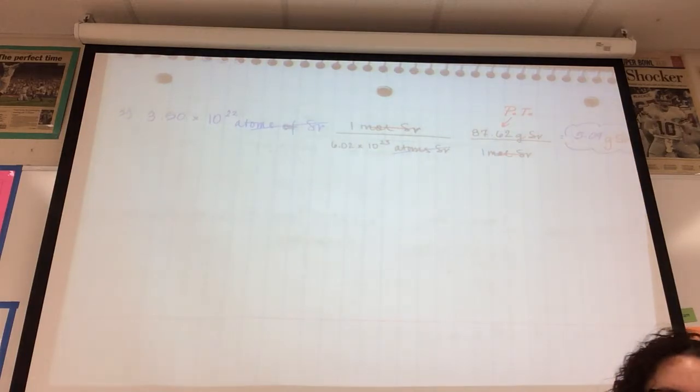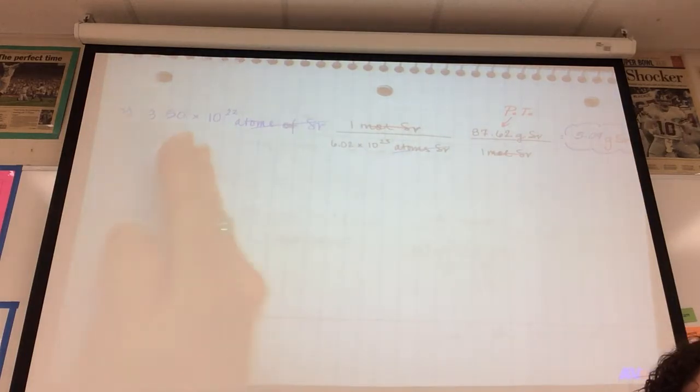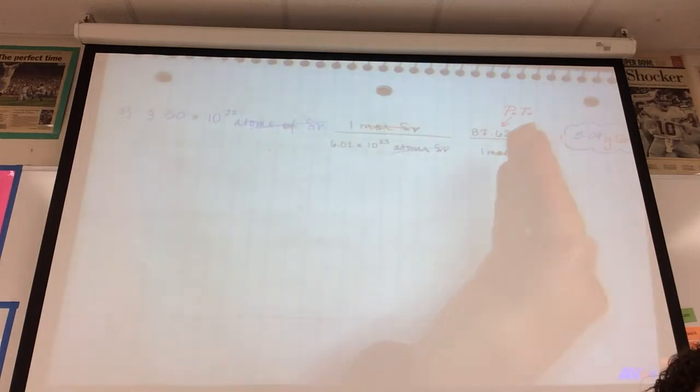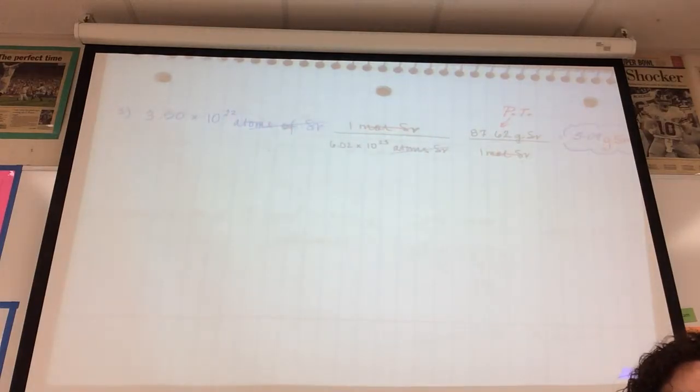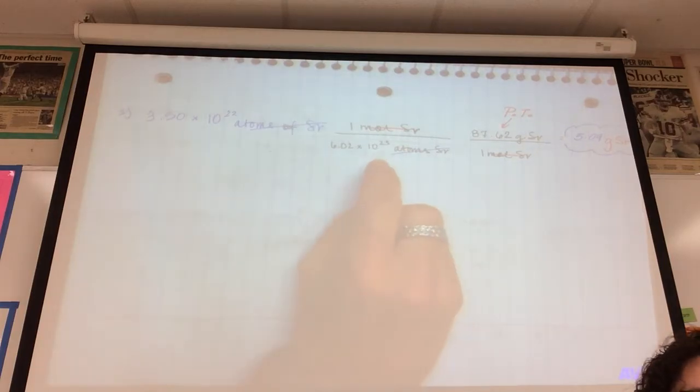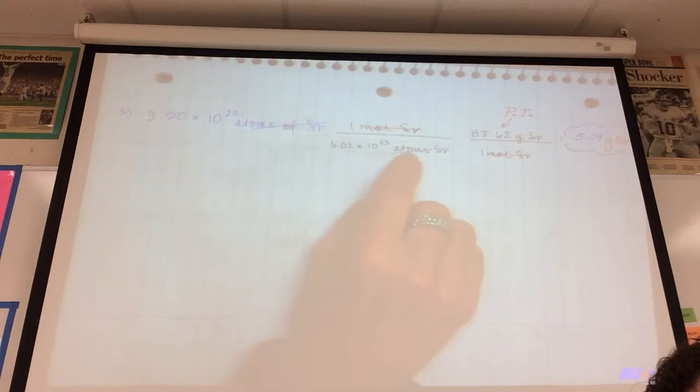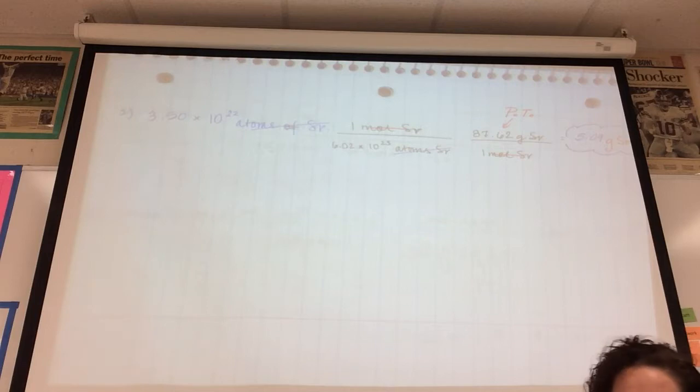And again, if moles are not given or asked for, it's going to be a multi-step problem. Go from atoms to moles, and then moles to grams. And on your quiz, I'm always going to be looking for 3 things everywhere: the number, the unit, the substance.